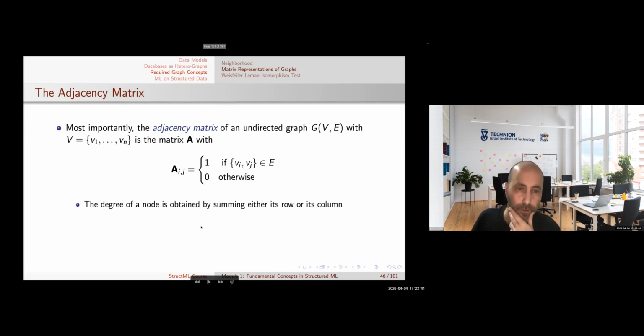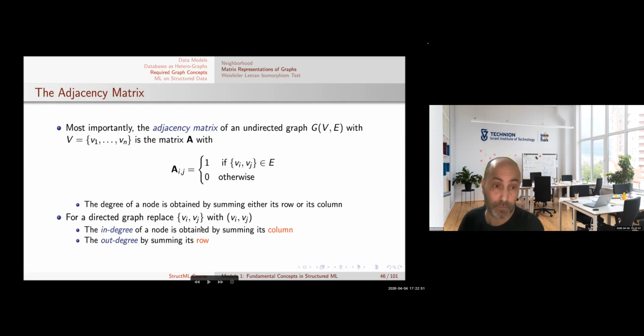We'll discuss it later. If you want to find out the degree of a node, you count the number of ones along its row or along its column. It's the same, since it's symmetric in the case of an undirected graph. If you have a directed graph, then you have a one if there is an edge from vi to vj. So this is no longer symmetric. And if you want to find out the in-degree of the node, you sum up the column, you count the number of ones in the column. And for the out-degree, you sum up the row.